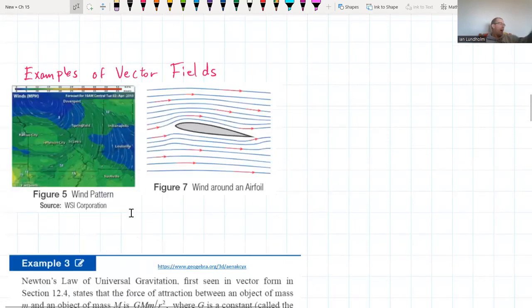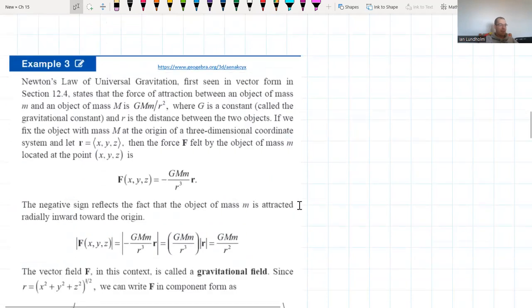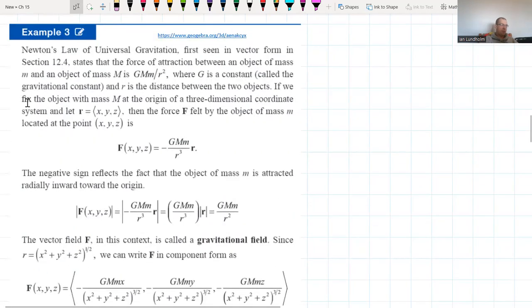All right, next one. Here are just some examples of real life vector fields: wind patterns over regions of land could be examples of vector fields. Wind around an airfoil could be another example. Some more real life examples of vector fields.